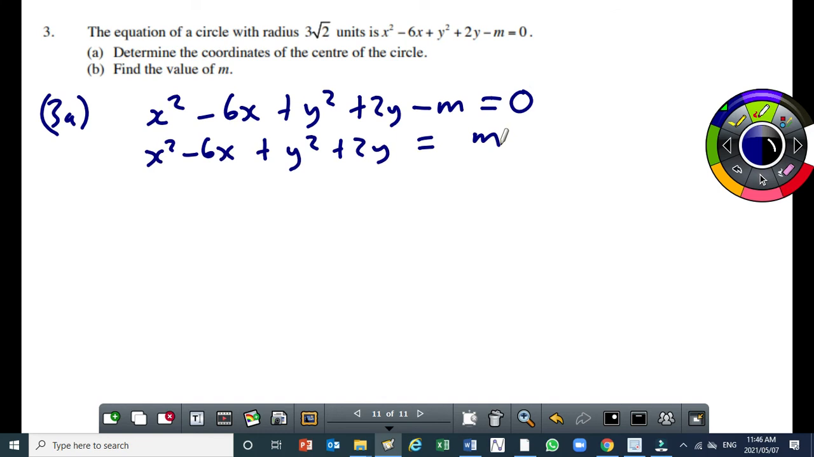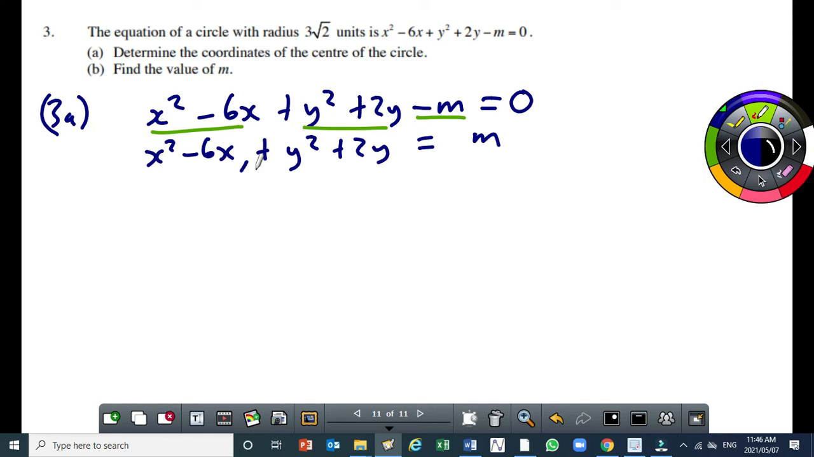I want you to be aware that this minus m, okay, is not part of the center. The center comes from the terms in x and the terms in y, the coordinates of the center. So the coordinates of the center, we get them from here and from there. Okay? The m contributes to the radius. Of which in this question here, we are told that the radius is 3 root 2. But m is not the radius. Okay? M is not the radius.